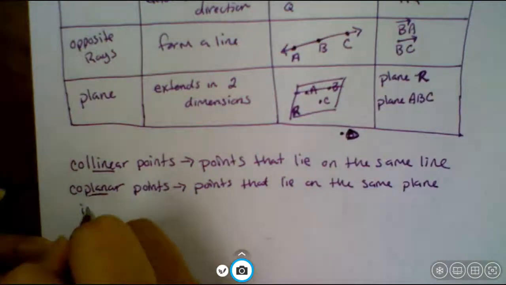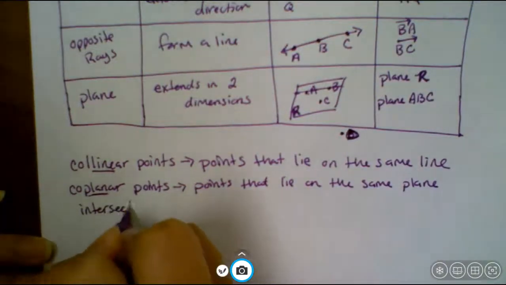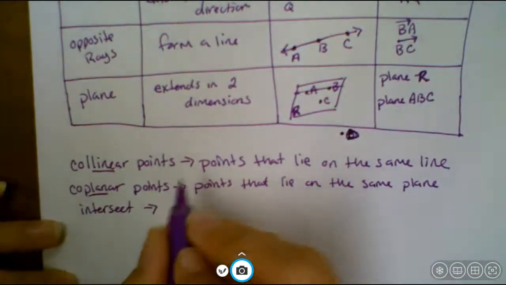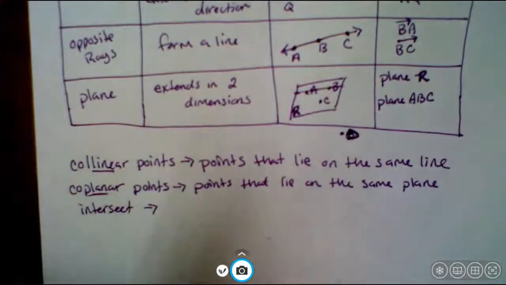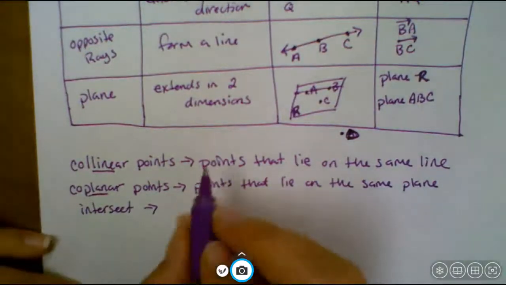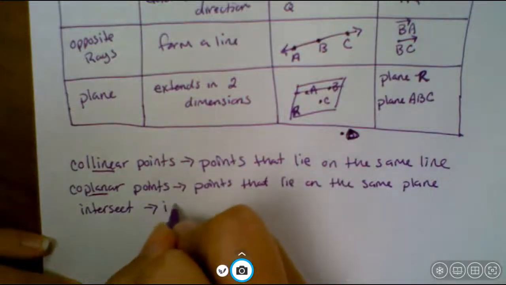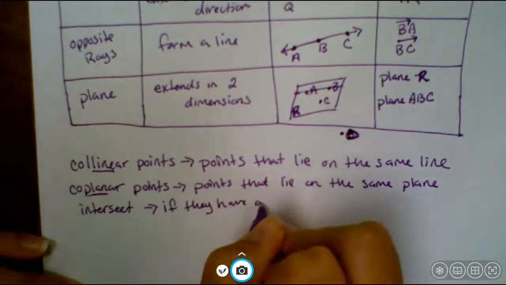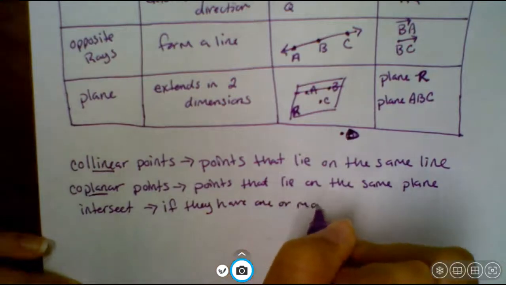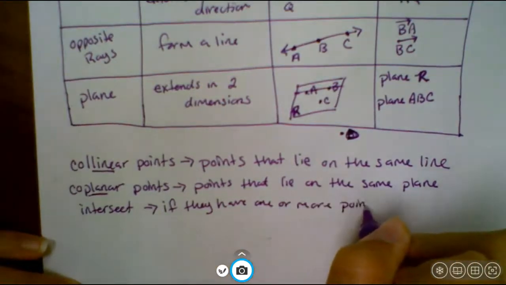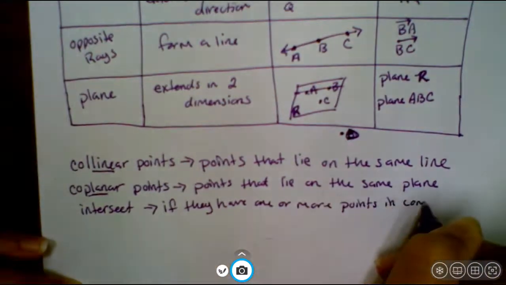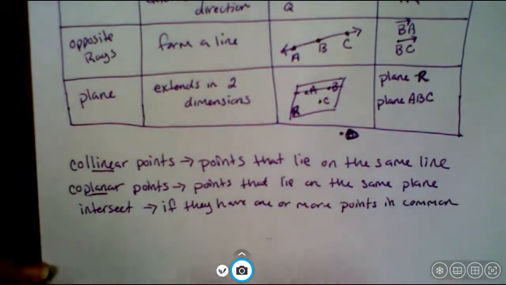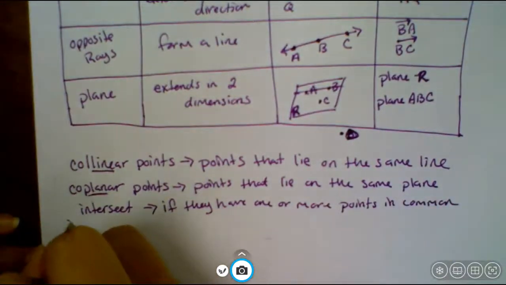Okay, our next one is intersect. It's exactly what it sounds like. It's when two things hit each other, so like two lines intersect. It's where they meet. You can tell if they intersect if they have one or more points in common. So then we have the intersection.